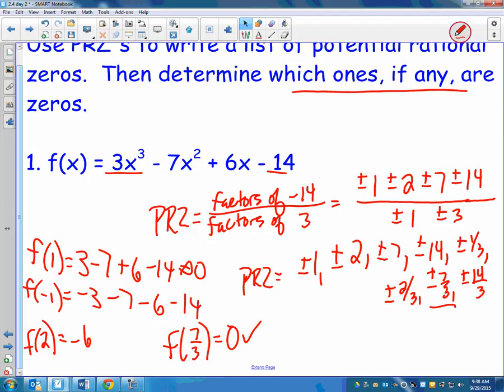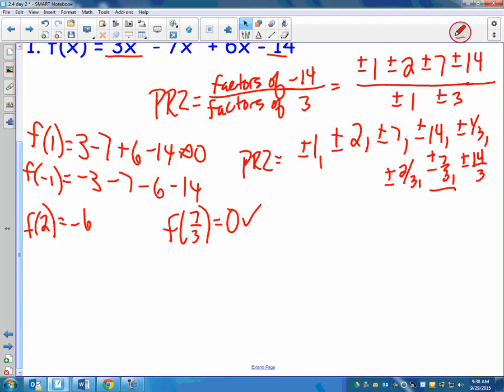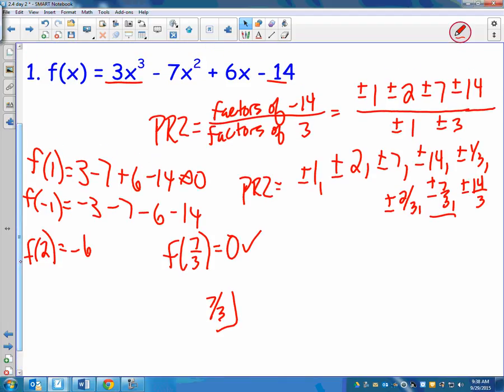All right, so for me, once I find one, I'm going to say, okay, 7/3 works. I'm going to do synthetic division. So look what polynomial is left after I divide that out. I know it's a fraction, but don't freak out about that. 3, negative 7, 6, negative 14.